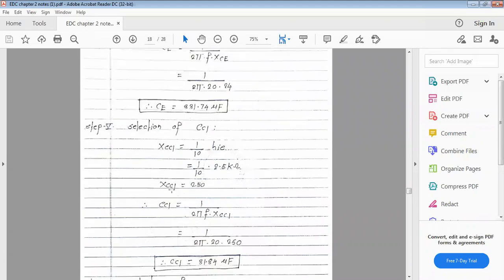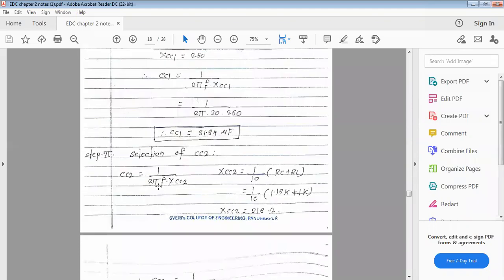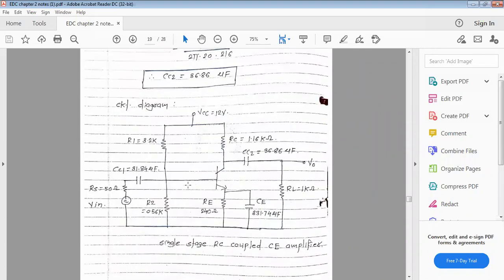So this is the value of XCC1, but we are interested in the capacitor value, not the reactance value. So again we have to rearrange this equation, 1 upon 2 pi F into XCC1. From that we will get the value of CC1. Similarly, we can find out the value of CC2. And after that, we have to put all the values, and here the design of the driver circuit is going to be complete.